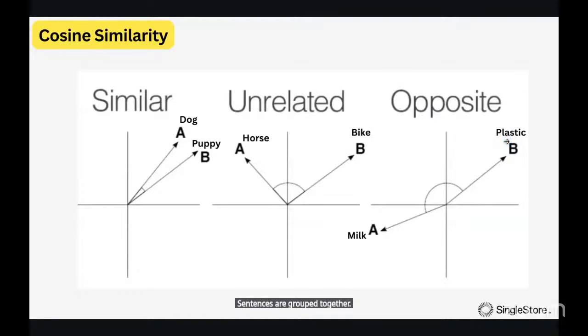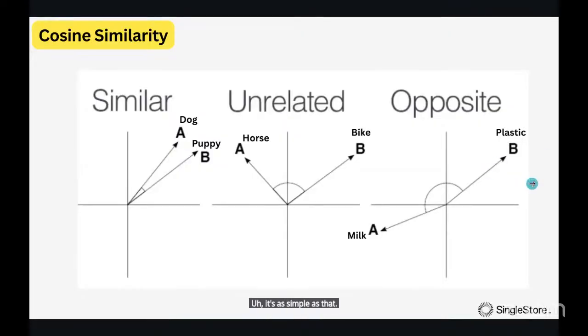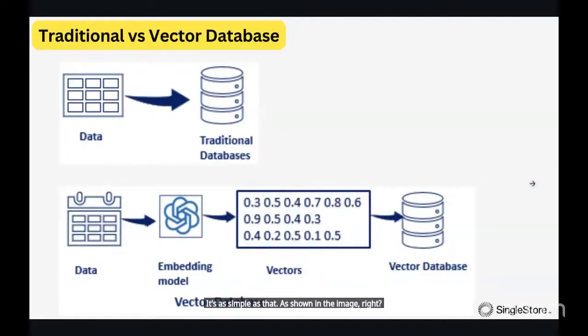And there's also cosine similarity. This is another type of similarity search when it comes to Gen AI applications. As you can see, similar, unrelated, and opposite. It's as simple as that, as shown in the image.